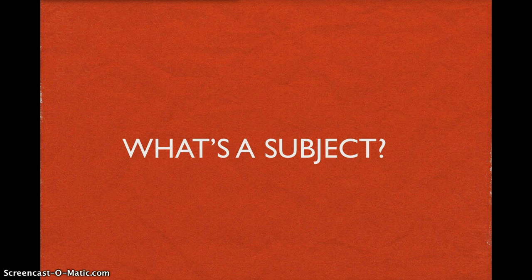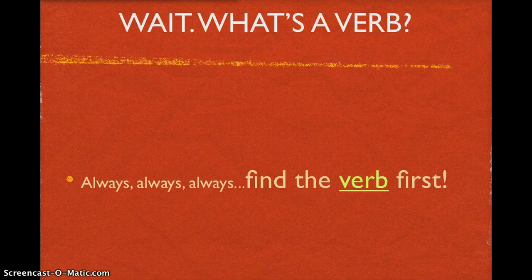So, what's a subject of a sentence? Well, actually, we need to stop and take a step back and find out what's the verb. Before you try to figure out what any other part of a sentence is, you always need to find the verb first because oftentimes everything else can be defined in relationship to the verb.